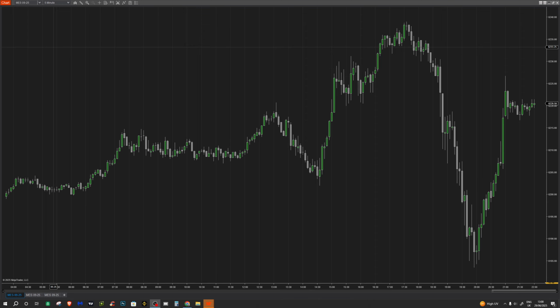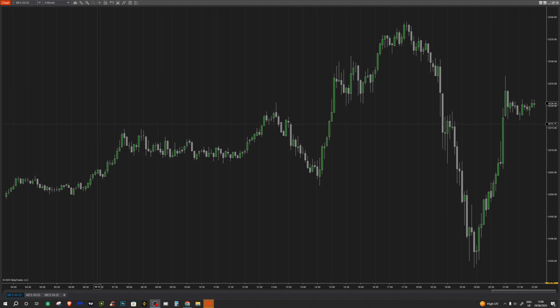We're looking at the MES here from Friday's action. We can see that during London we have nothing but sideways movement. Then we have this little spike up and a spike down. We come further up, we hit this top, then hit this bottom and end up finishing around here.